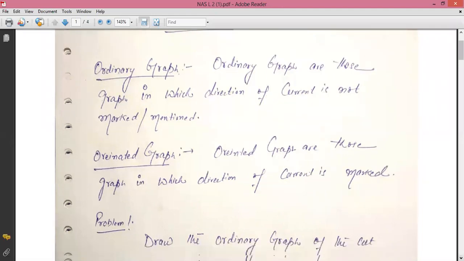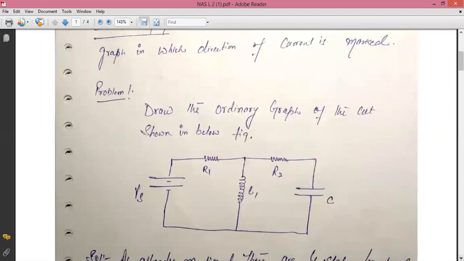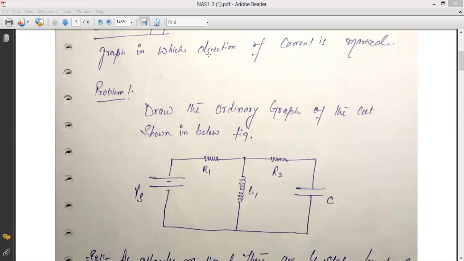Now let us take an example, problem number 1. Draw the ordinary graph of the circuit as shown in the figure. Here we have one circuit, which is a combination of active and passive elements, where the active element is the voltage source Vs and the passive elements are R1, R2, L1 and C. It is visible on your screen.